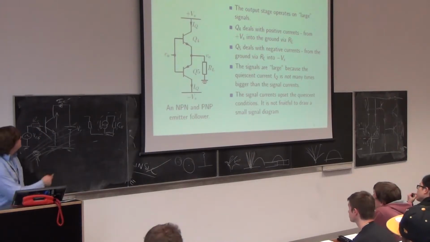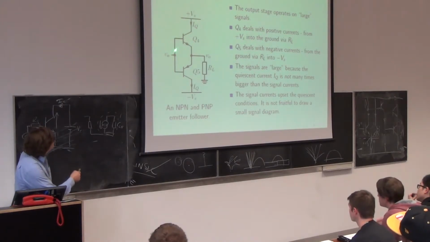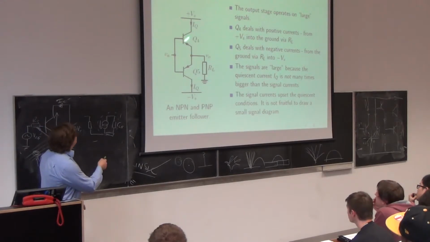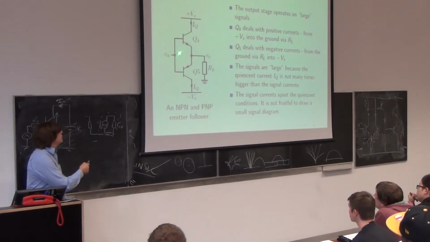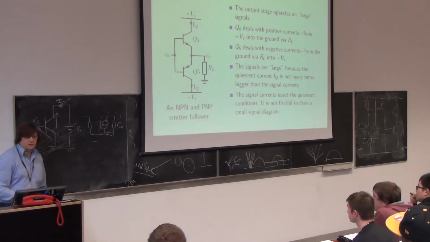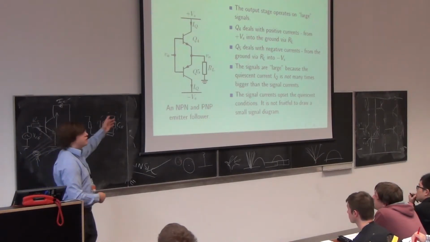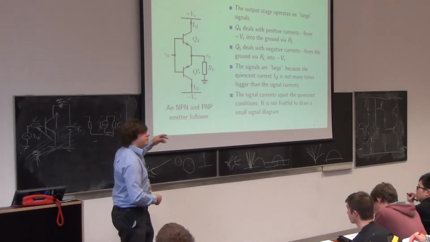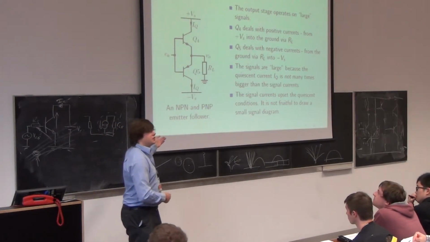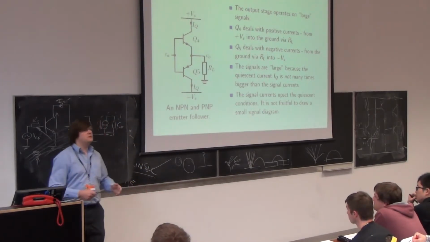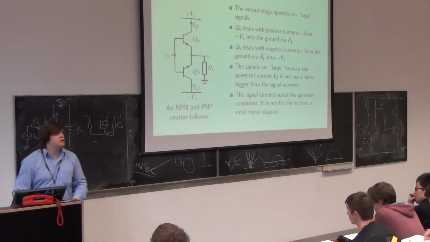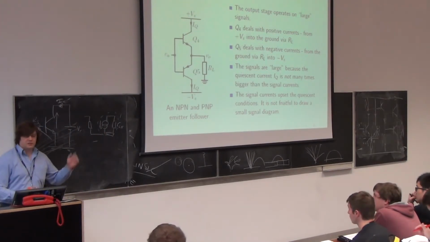So Q4 will deal with the positive half cycles, and Q5 will deal with the negative half cycles. And there will be situations where the one transistor is off and the other is on, and then the first one is off and the other one's on. So we will not always be in the forward active region, and that's why you can't draw small signal models, or it doesn't make any sense to.